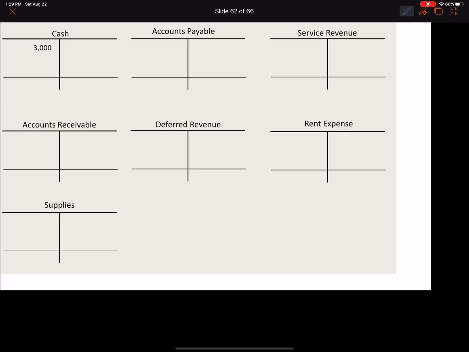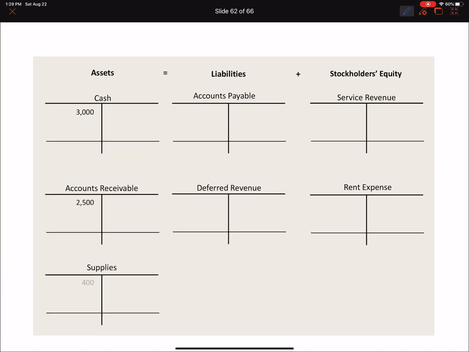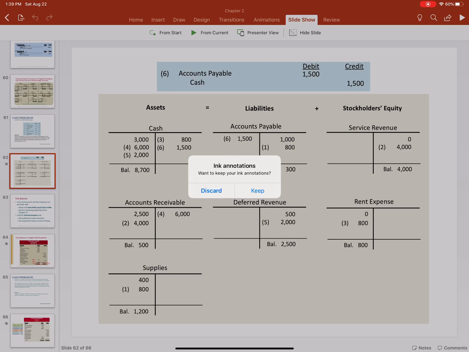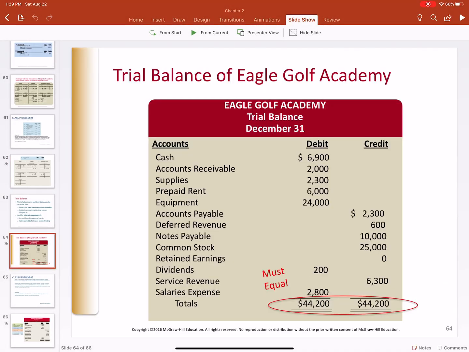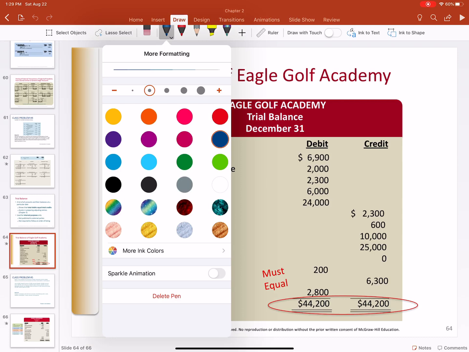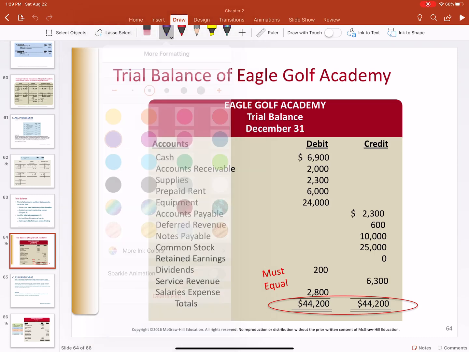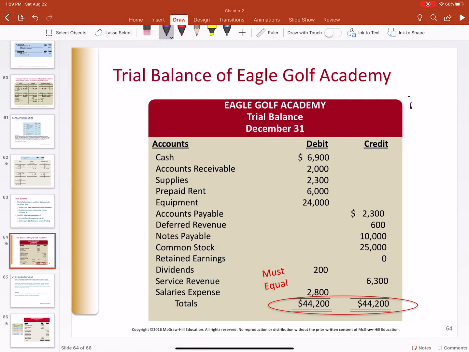So let me get through here so you can see what it looks like. Okay, so this is what it would look like after I have summed up all those balances, and now I've started to put what's called a trial balance together. This is not my final financial statement. It's an interim step, right?